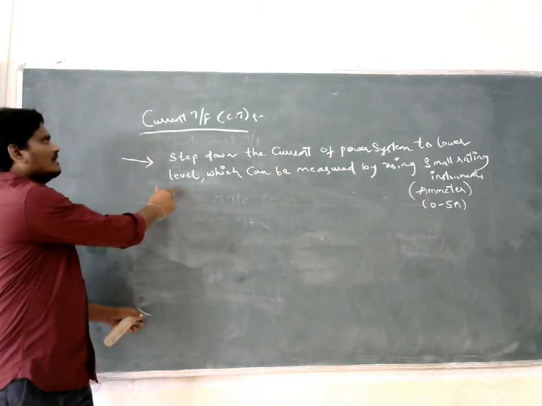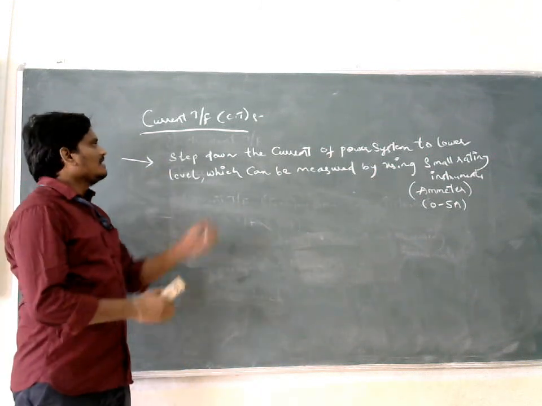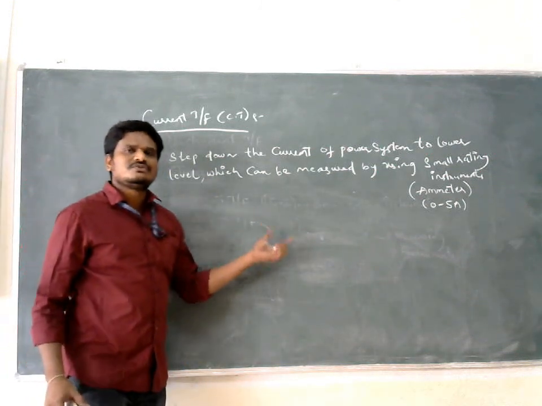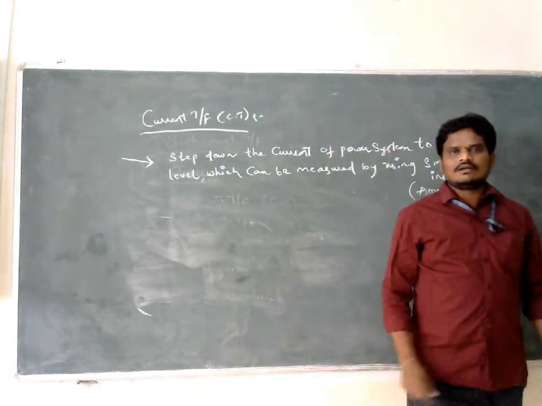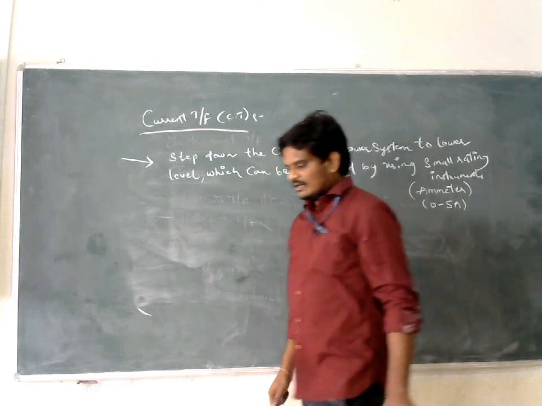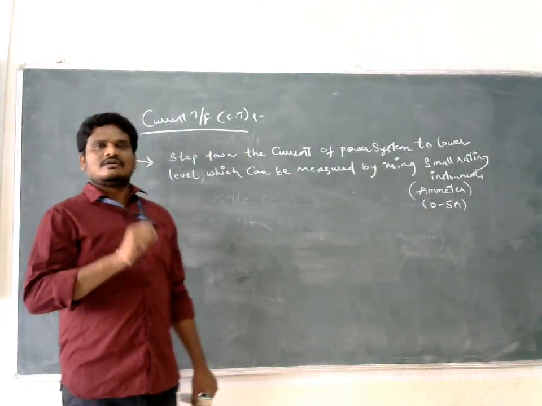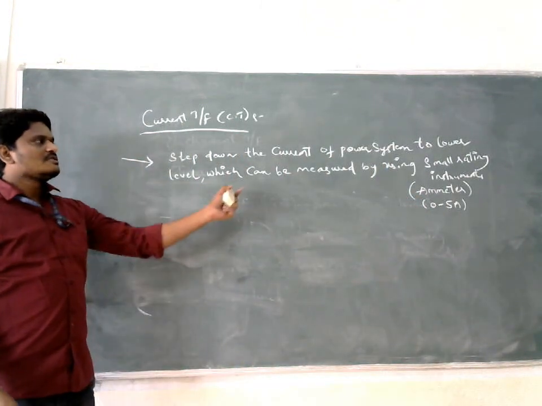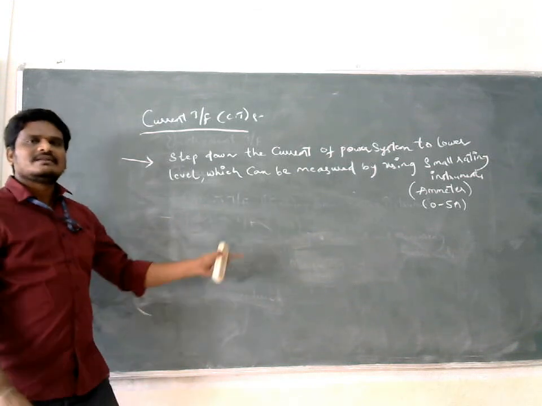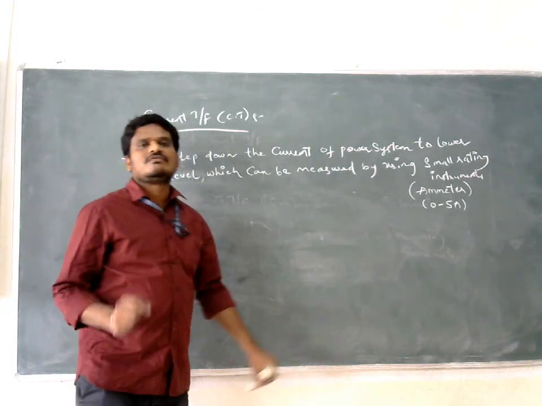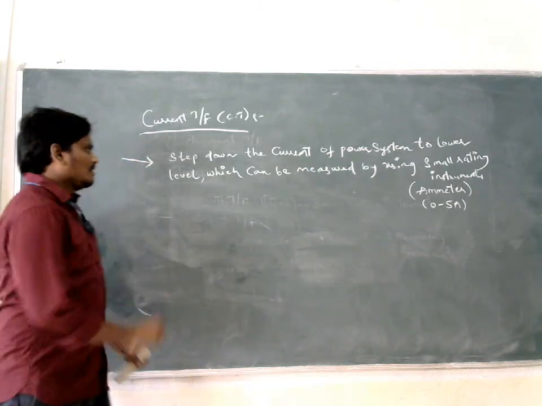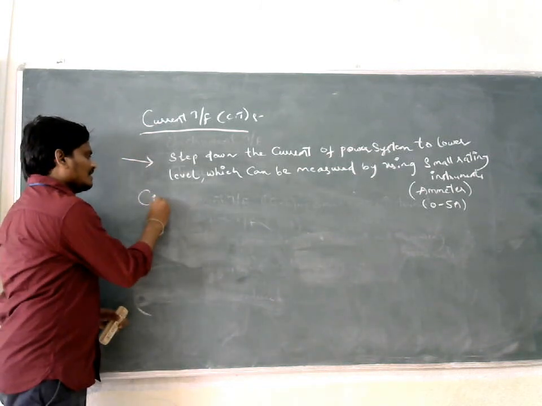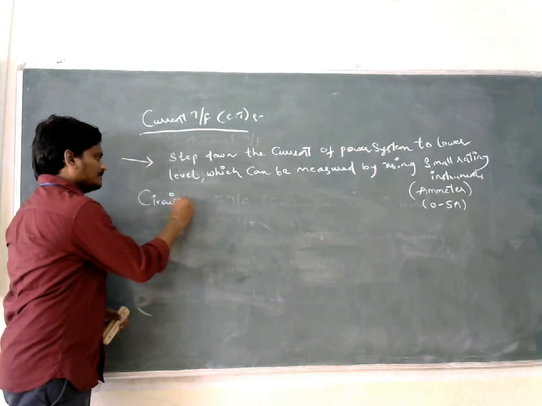Now I am going to give the definition of current transformer again. It is a device which is used to step down the current of a power system to a lower level in order to measure the value of that current by using what? Small rating ammeter, where the range of that ammeter is given as what? 5 amps. Now we will go with the circuit diagram of current transformer.